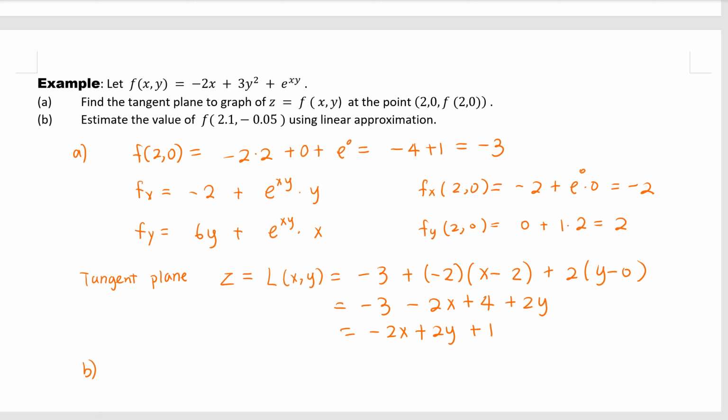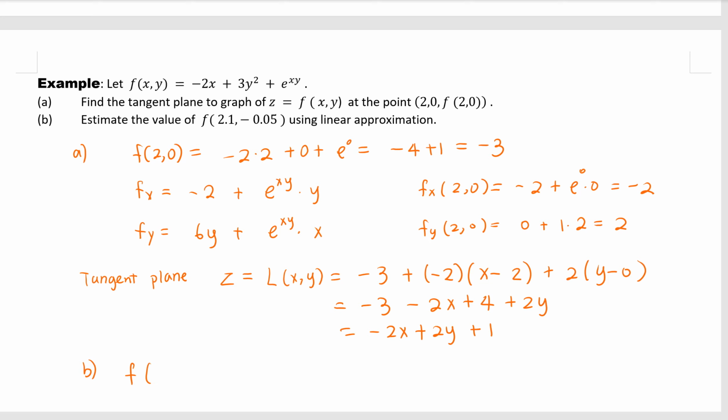So part B, estimate the value f(2.1, negative 0.05). So notice that 2.1 is very close to 2. Negative 0.05 is very close to 0. So whenever we want to use this linear approximation, the points we're looking for must be very close to the points where we get the tangent plane. Okay, so let's use that.